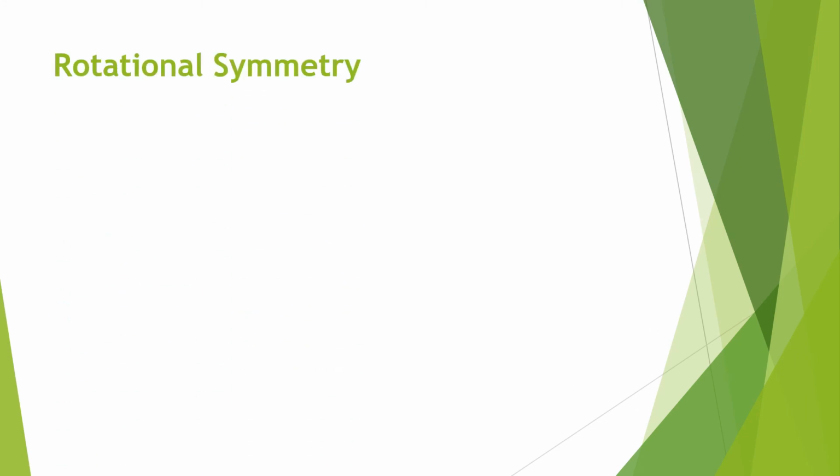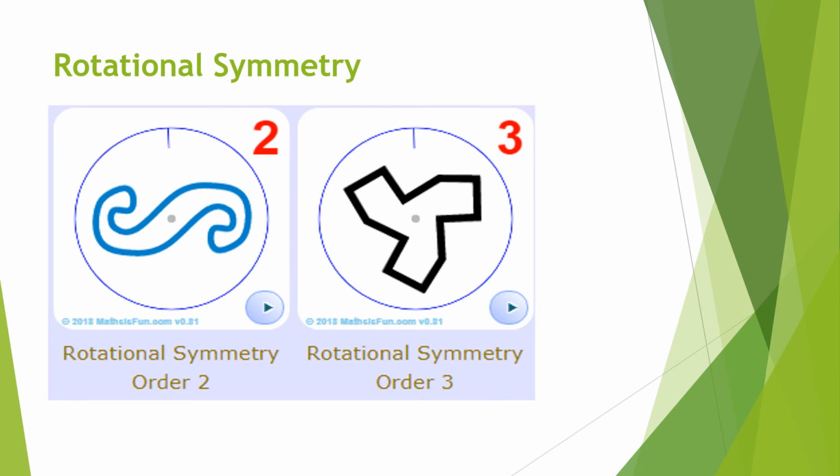Rotational symmetry. These shapes also have been given to you to practice on how to find the rotational symmetry. The first shape, shape number 2, when rotated through 360 degrees, will look the same twice. Hence, the rotational symmetry order is 2. Shape number 3. If rotated through 360 degrees, it will look the same thrice. Hence, the rotational symmetry order is 3.